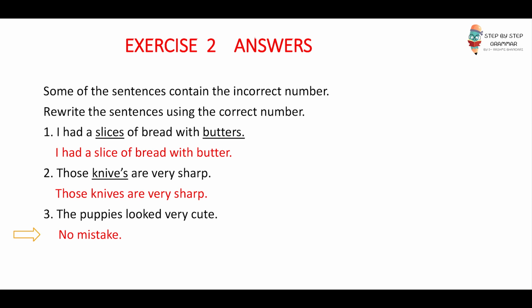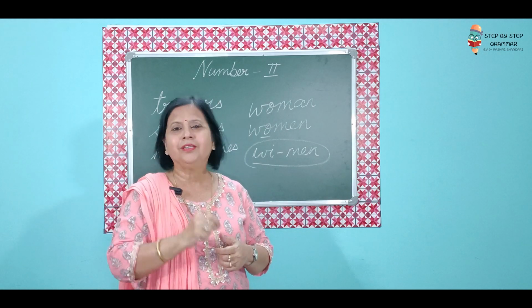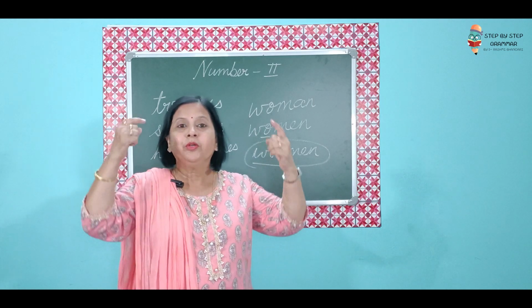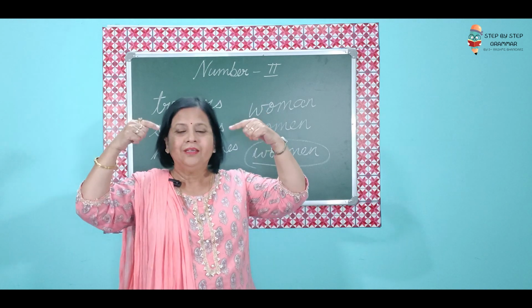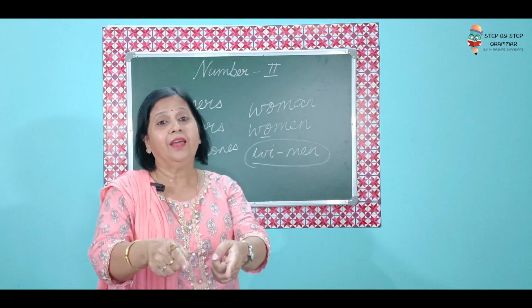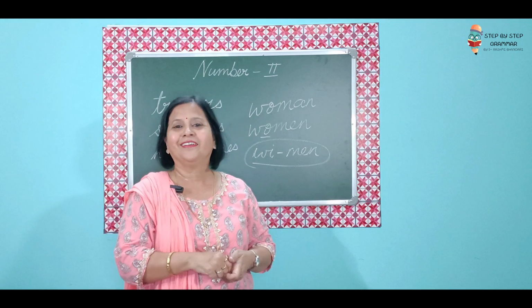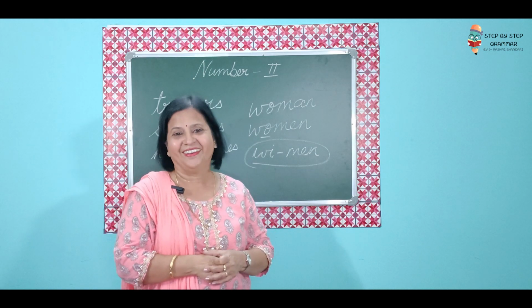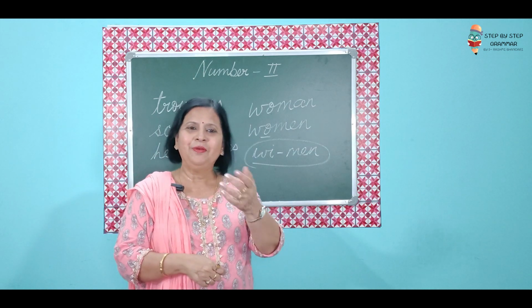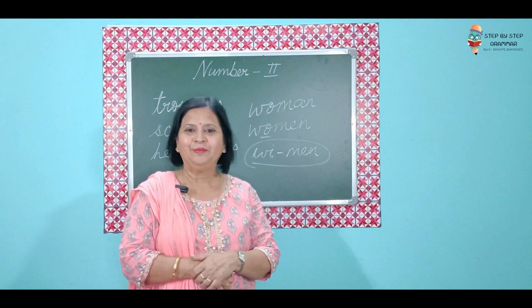Then the puppies looked very cute. No mistake. That is what was given in the question, that some of the sentences contain the incorrect number. And sometimes, these type of sentences are purposely given. Why? To confuse you. Because when you're solving something, it's there in your mind. Let me find out what mistake is there in this. Is this the mistake? And like this sentence, although there is no mistake, you will still try to find the mistake that is there in it. So, similarly, the other sentences, just let us look at them.